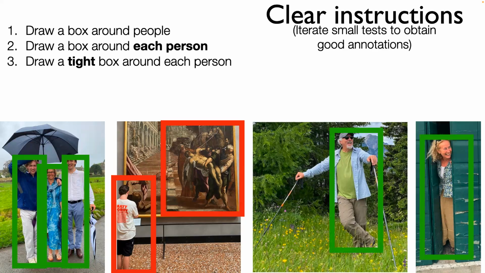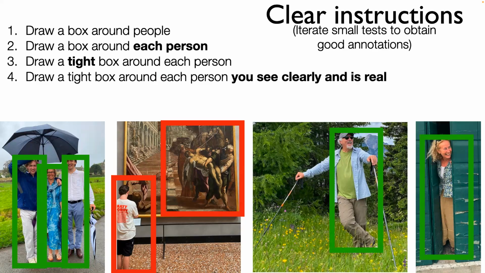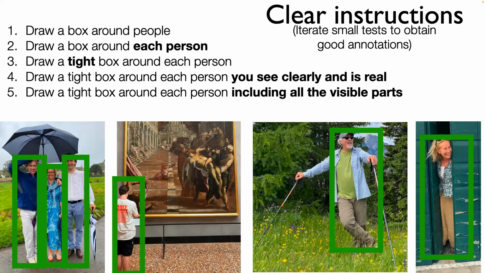That's good. But now you want to avoid having the people in the painting annotated. So: draw a tight box around each person that you see clearly and is real. And maybe that works. And now you want all the visible parts, because maybe the guy on the left has an arm outside the box, and that's a decision you have to make. It's a painful decision because you don't know which one is the right one. Should they annotate just the body, or should they also include the arms? Well, you've got to decide at some point, and you've got to let your annotators know.